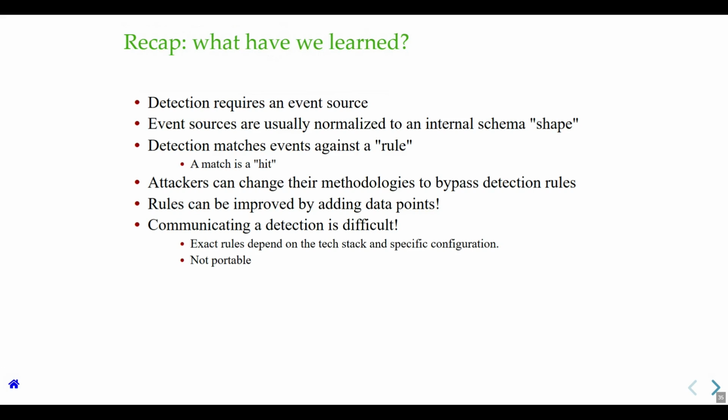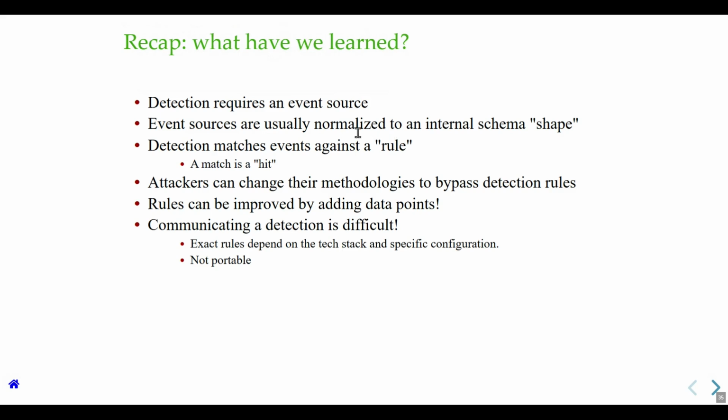We can't really do a lot with it. So the quality of the event source is really critical for better detection. We need to have good event sources. We saw the process of how event sources are normally normalized to a schema, especially in a SIEM, where they get put into a database. So they need to be inside of a shape.